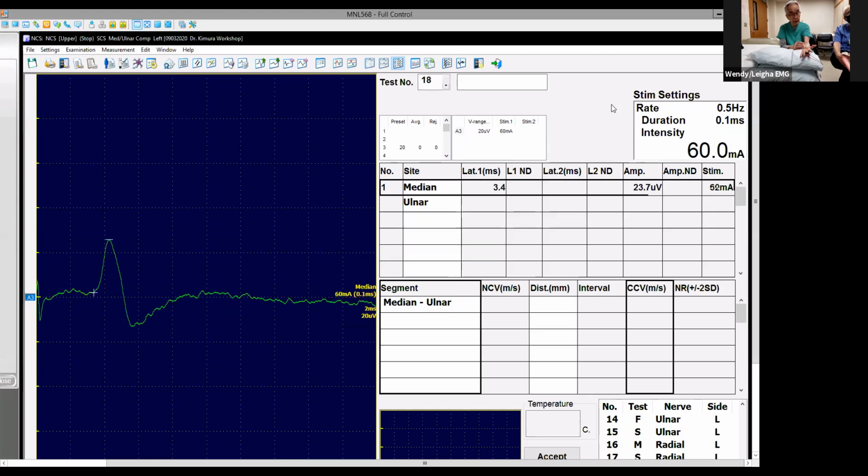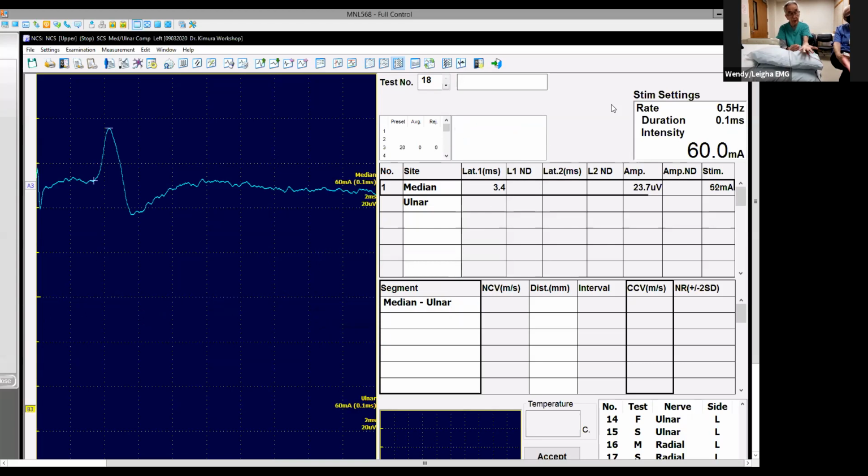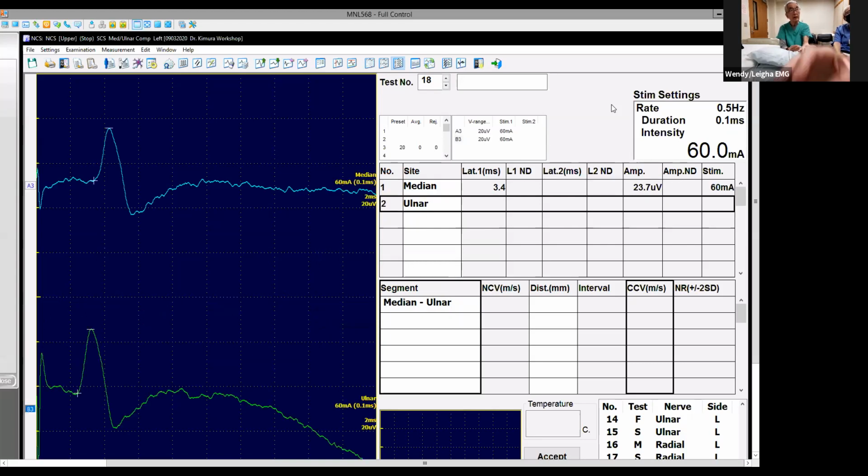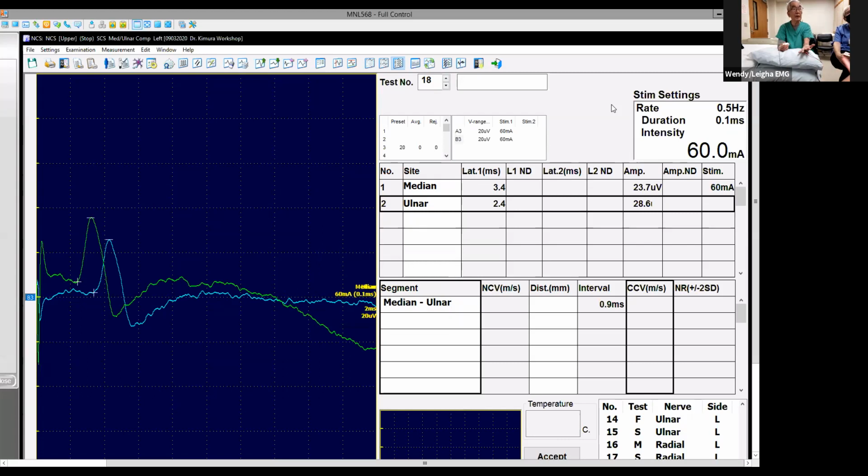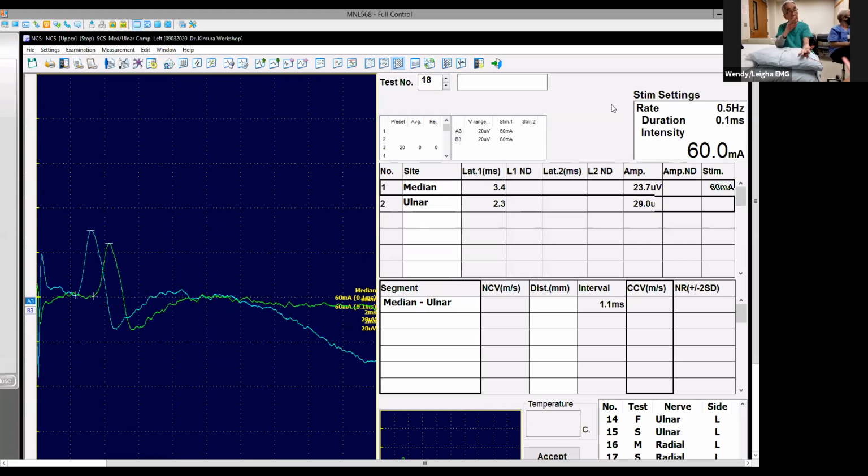Okay, and stay there. And I'm going to stimulate ulnar nerve. Okay, and now this time you superimpose. And there's a difference between median and ulnar nerve. And this is what you find, median nerve being later than the ulnar nerve, more than 0.4 millisecond.